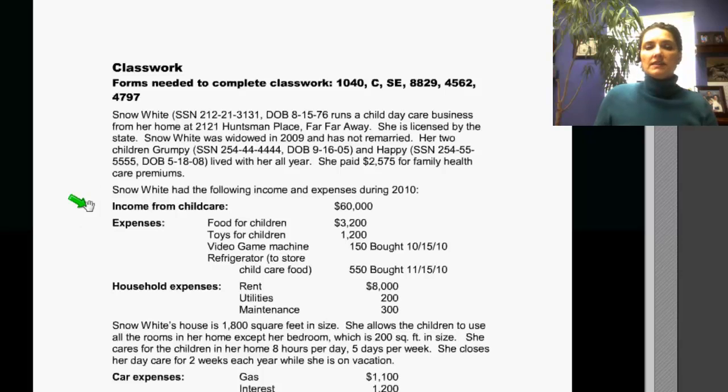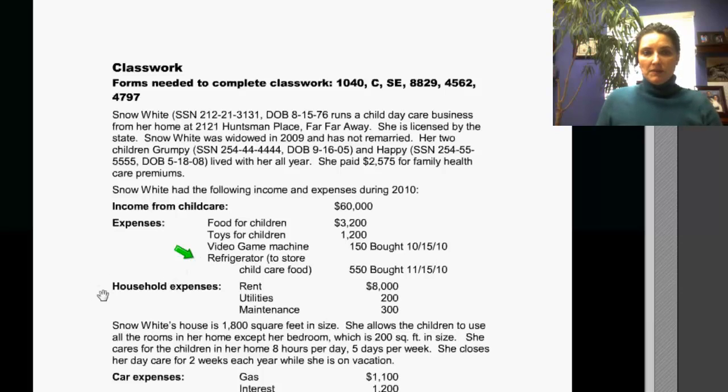Income from child care was $60,000. The expenses that she paid included food for children, $3,200, toys for the children of $1,200. She bought a video game machine for $150 on 10/15 of 2010, and a refrigerator to store child care food, which was purchased on 11/15 of 2010 at a cost of $550.